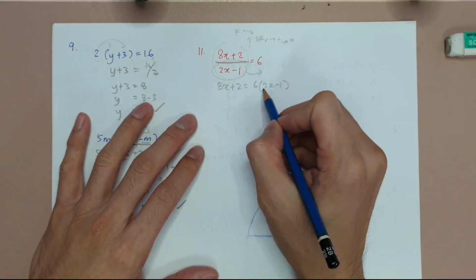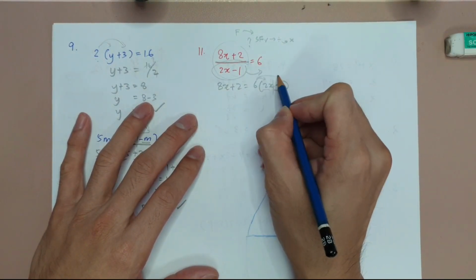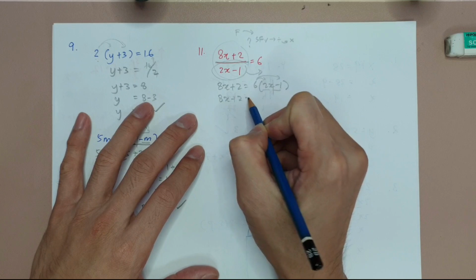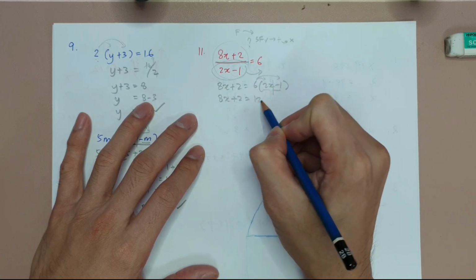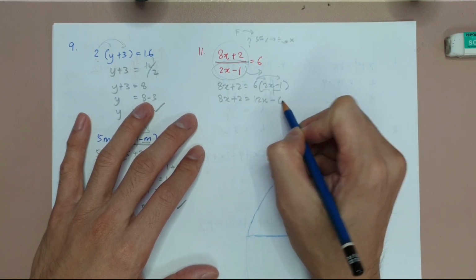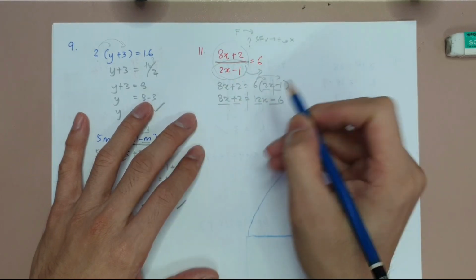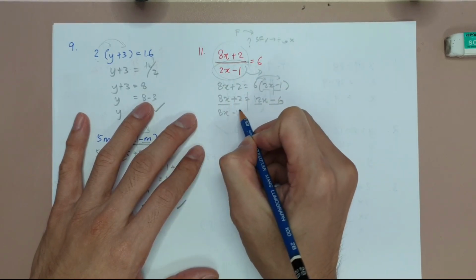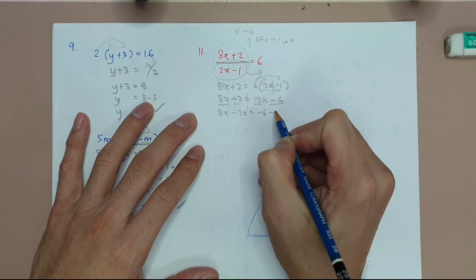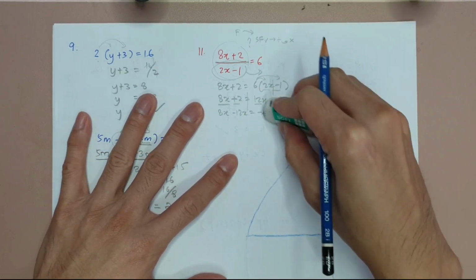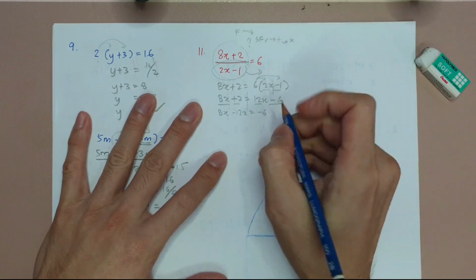So same thing, distribute in 1 and 2. So 8x plus 2 equals to this one, 12x minus, what is this? 6. Then you see, normal lah. So the normal standard way, I will just quickly do it. 8x minus 12x equals to minus 6 minus 2, right? So I'm applying all the queuing up concept now.